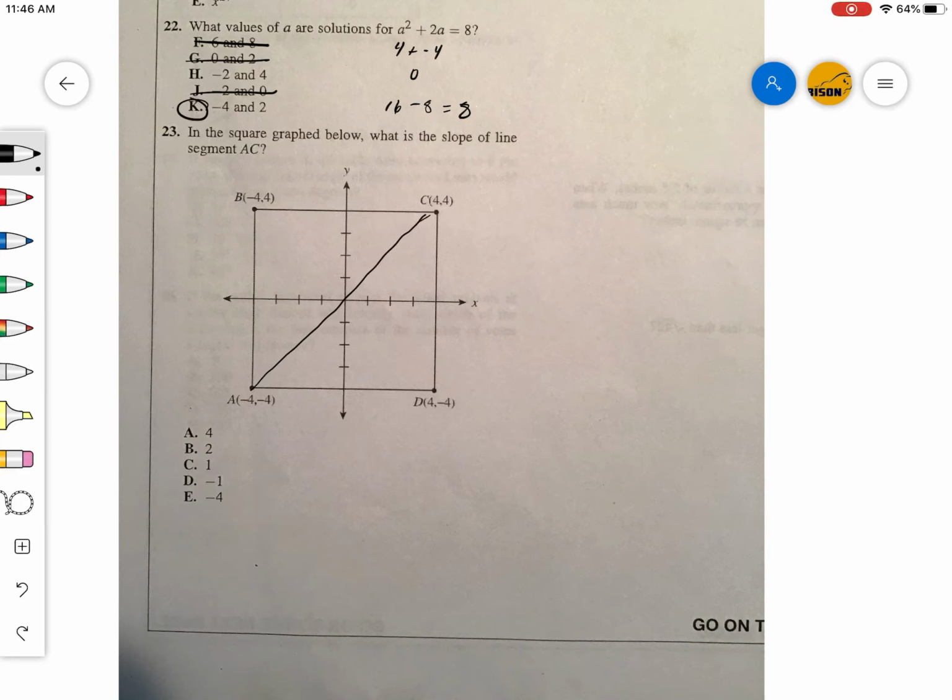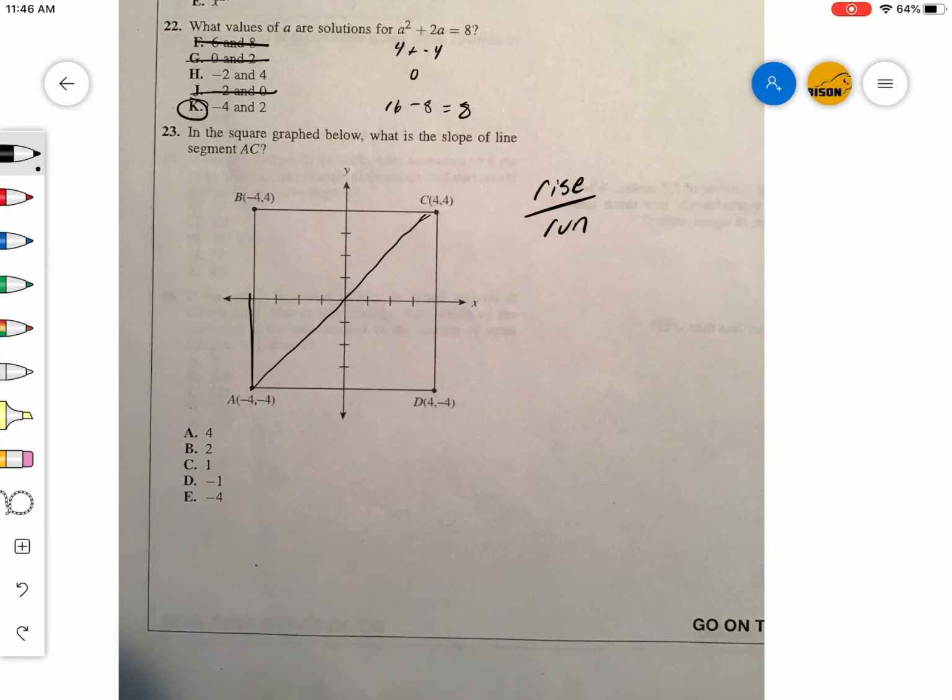Okay, so AC would go across through here, it looks like. All right, so what we've got to think about is where is A and where is C? So how we know that slope is rise over run, okay? And we can do just rise over run here for our situation.